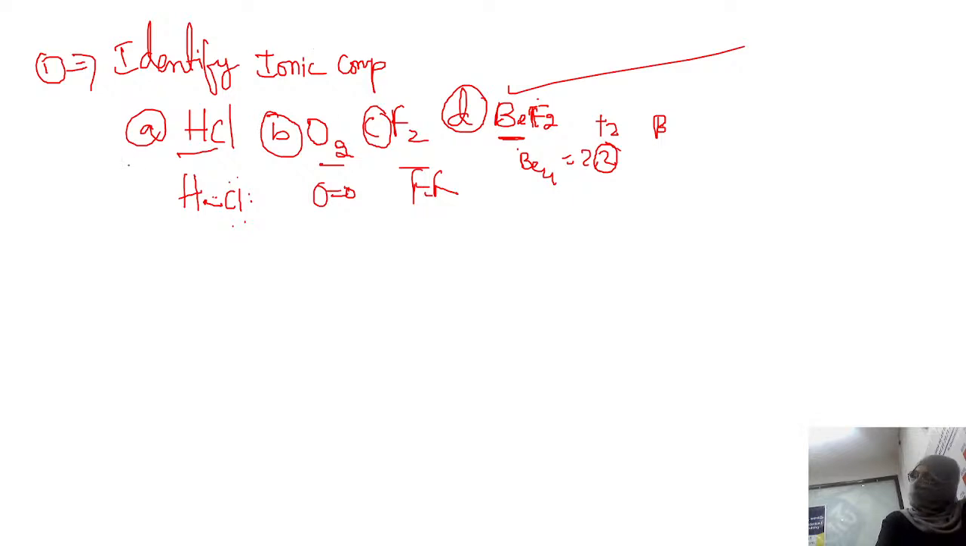So they can give you any compound. They can ask which of the following compounds has an ionic bond, covalent bond, like this. Right.